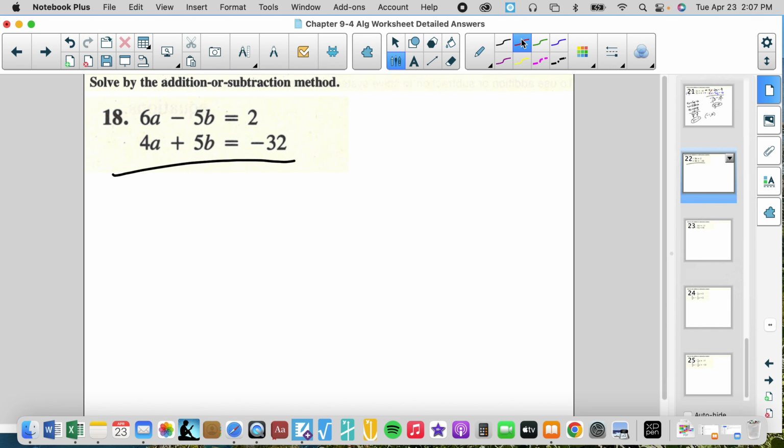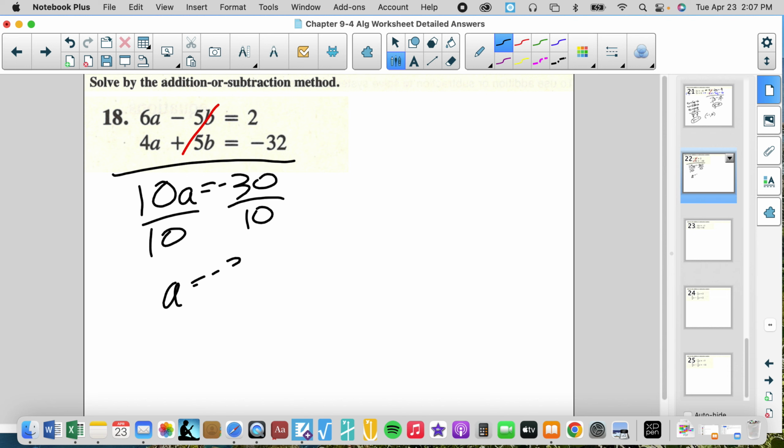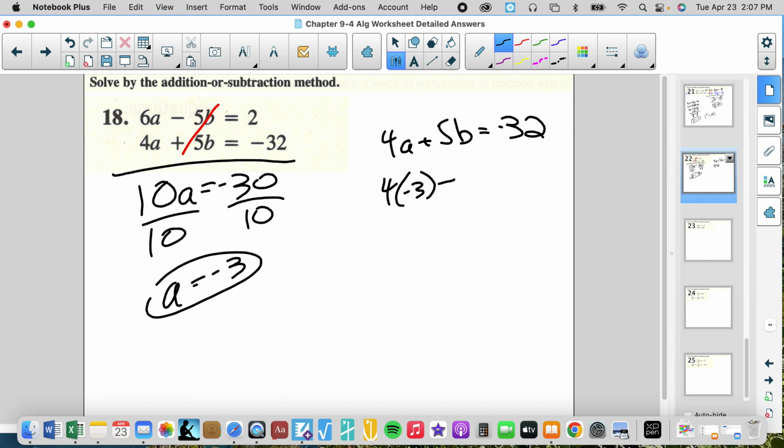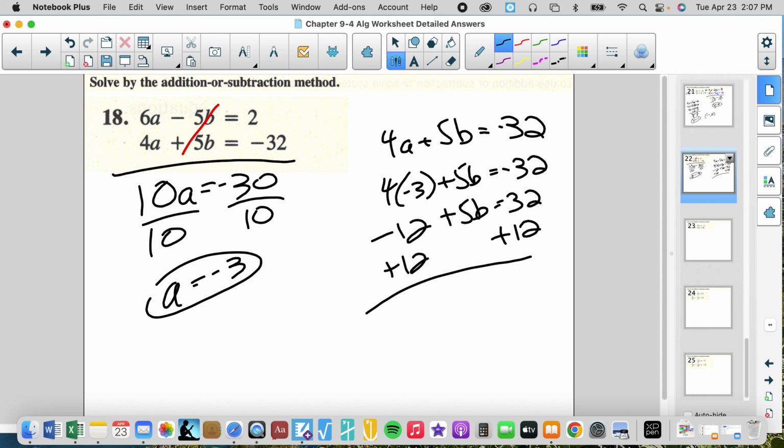These cancel. This is not the hard one. 10a equals -30. Divide by 10. a equals -3. 4a plus 5b equals negative 32. 4 times negative 3 plus 5b equals negative 32. Negative 12 plus 5b equals negative 32. Add 12, add 12. Oh, are we going to get a fraction?